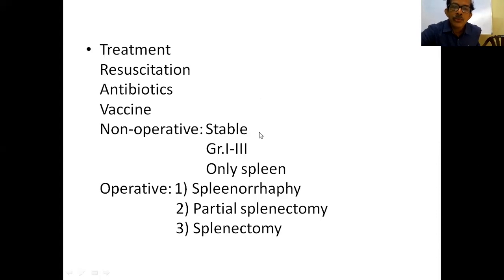So if the patient is maintaining stability, and if the injury is limited to only the spleen, in those conditions, you have to do conservative treatment. You can rely on it. Whereas, what are the indications for splenectomy? Unstable patient, you are unable to revive him however best you are trying, grade 4, grade 5, and other injuries which need to be tackled, you have to do laparoscopy.